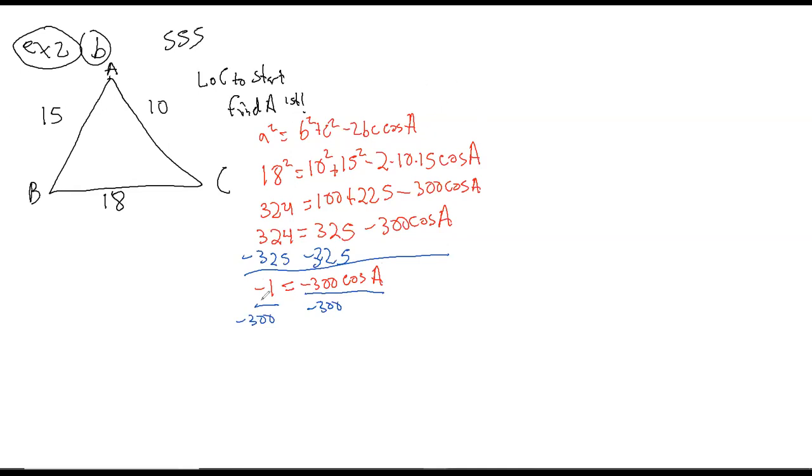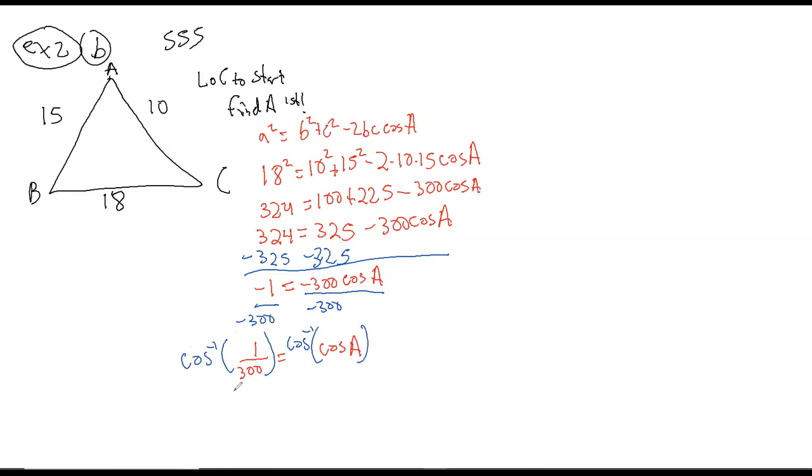To give us, well, the negatives will all cancel. So that's a +1 over 300 equals, leave a little space, cosine of A. So if we have the cosine of an angle equal to a number, that means the angle is the inverse cosine. Now again, some people will go straight to that. Some people show the step of taking the inverse cosine of both sides. It's up to you whether you show that step or not.